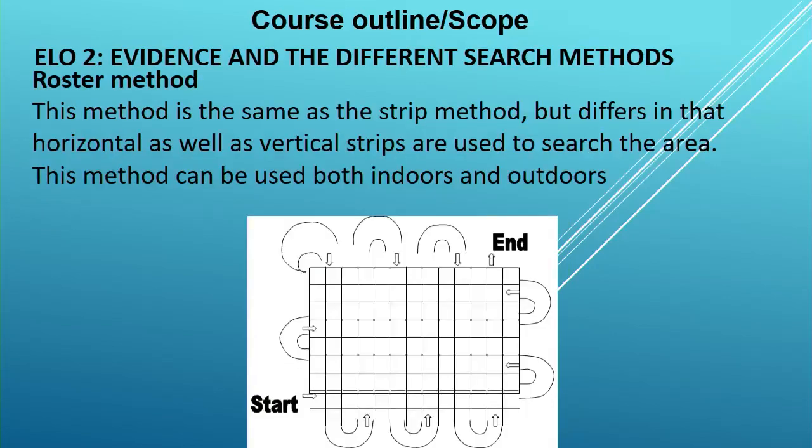The last one is the grid method. This method is the same as the strip method, but differs in that horizontal as well as vertical strips are used to search the area. This method can be used both inside and outside.